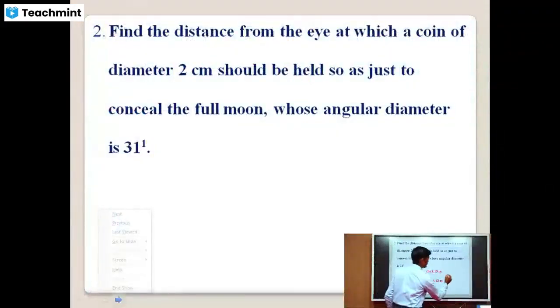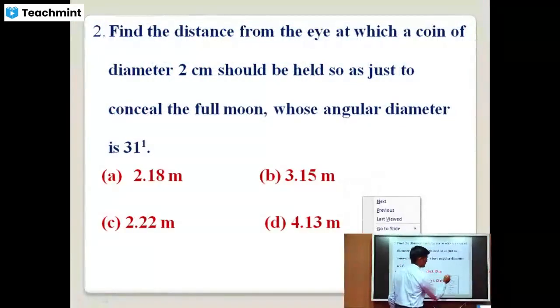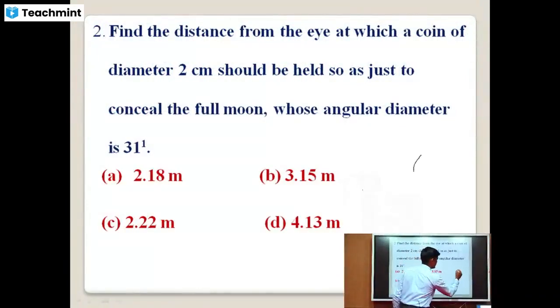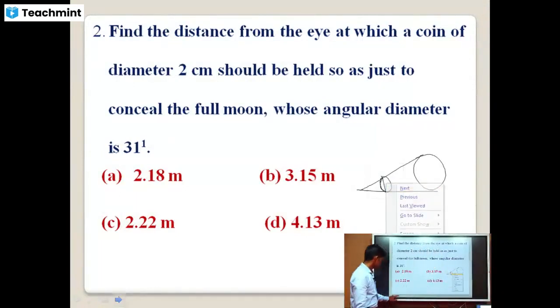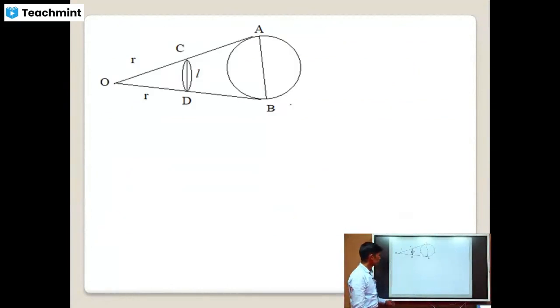You can observe, suppose observer is here and the moon is here. Then here we have to place the coin of diameter 2 centimeter. Let us see the solution. This is the diagram. O is the position of the observer here. CD is the coin whose diameter is 2 centimeter and AB is the diameter of the moon.